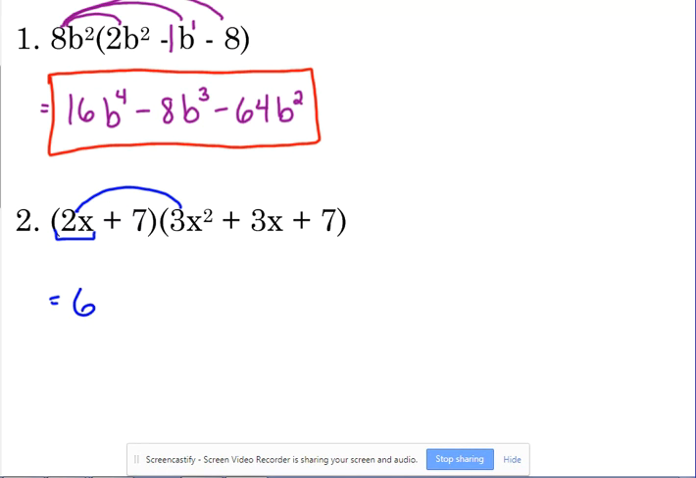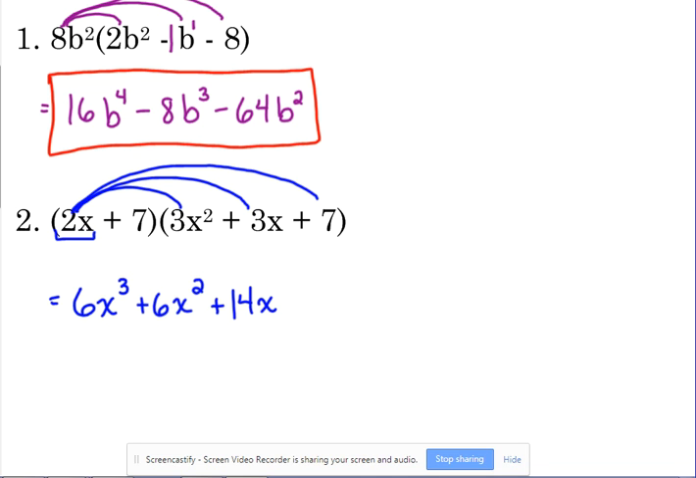2 times 3 is 6. X times x squared is x cubed. 2x times 3x. 2 times 3 is 6. X times x is x squared. And 2x times 7 is 14x. So that's step number 1. I distributed the 2x to everything inside the parentheses. What do you think I'm going to do next?